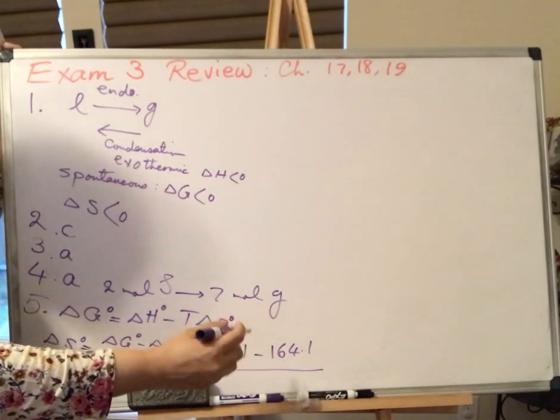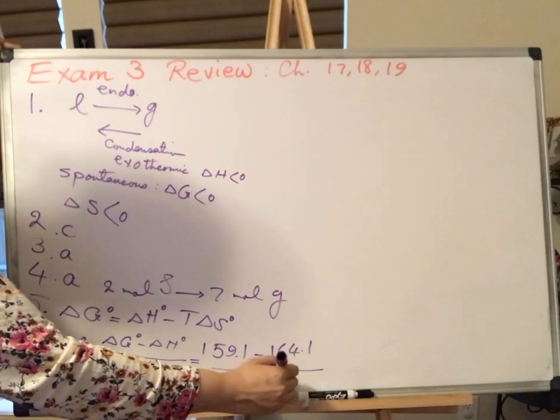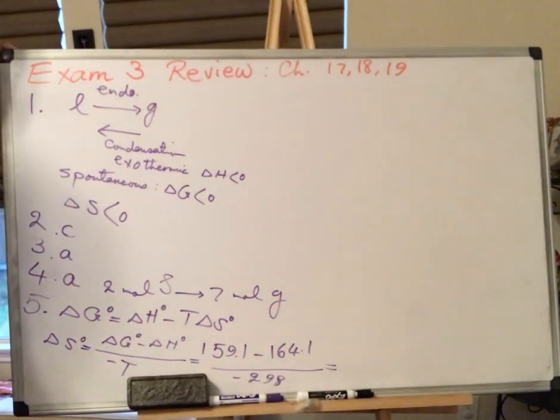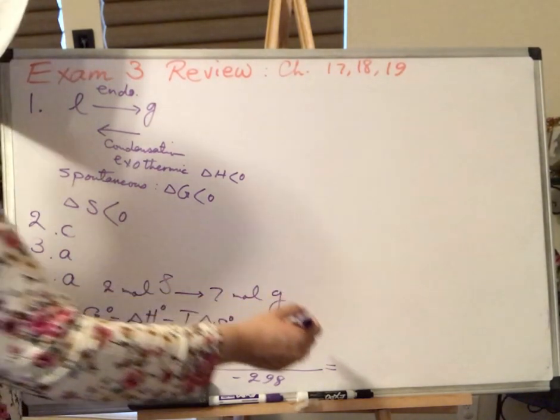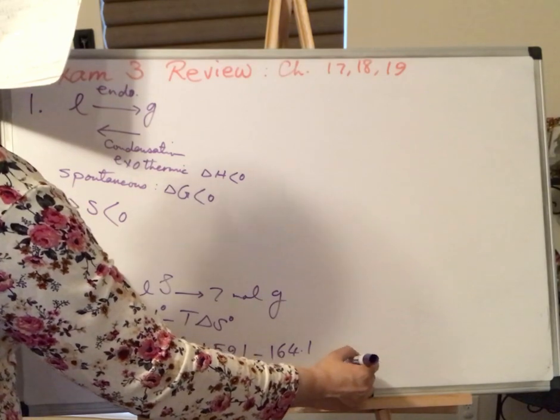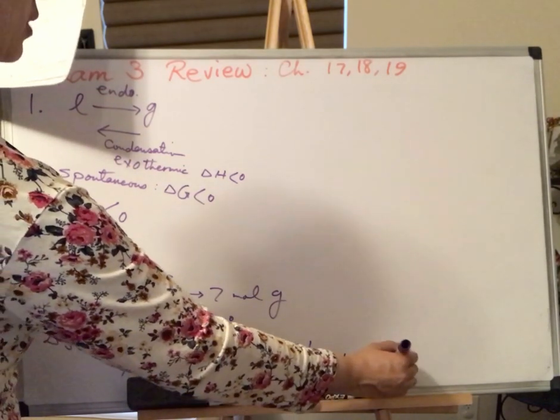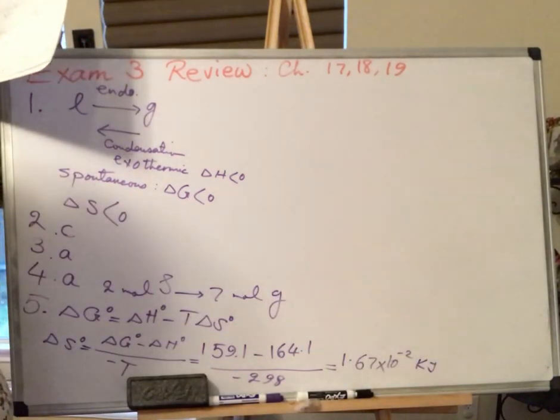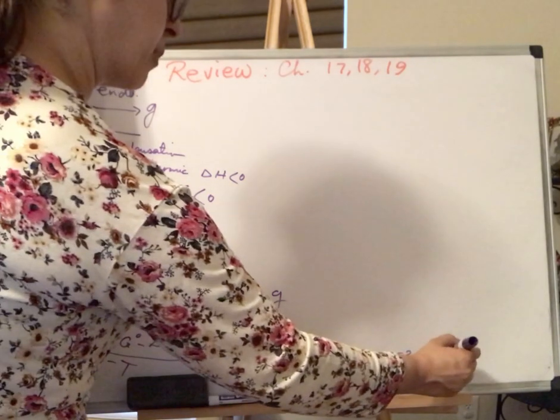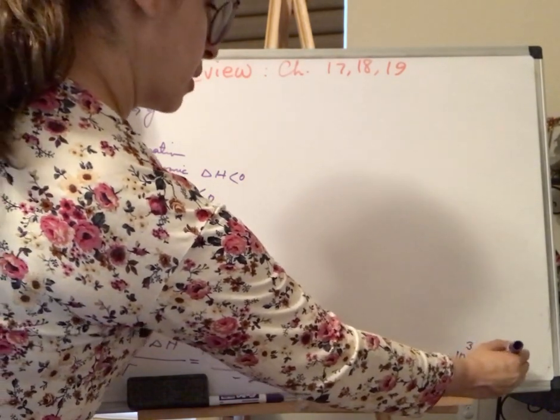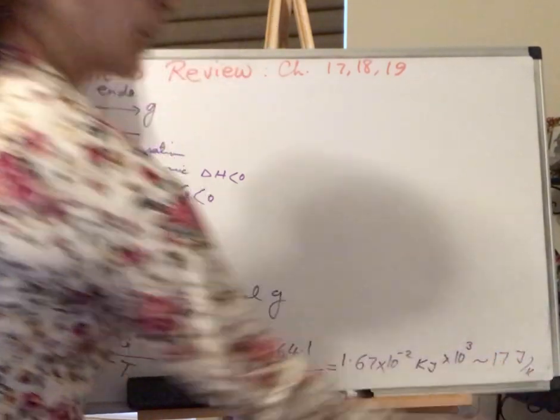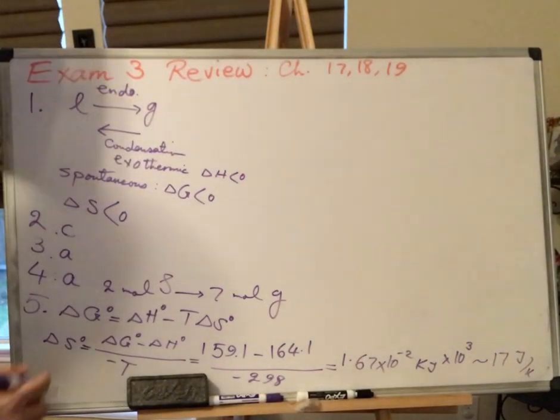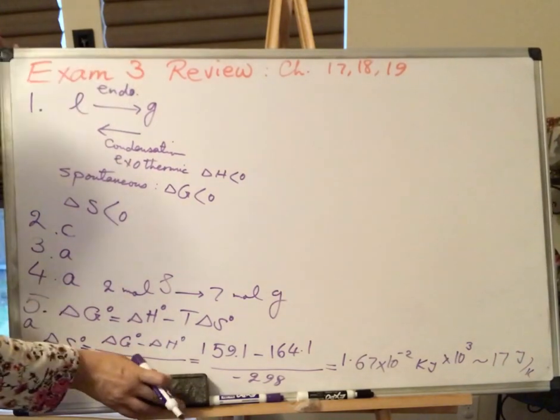divided by 298. So delta S standard is going to be 1.67 times 10 to the negative 2 kilojoules per Kelvin. But you see all of the values are in joules per Kelvin, so multiply by 1,000. It's giving you about 17 joules per Kelvin. So A is the correct answer.